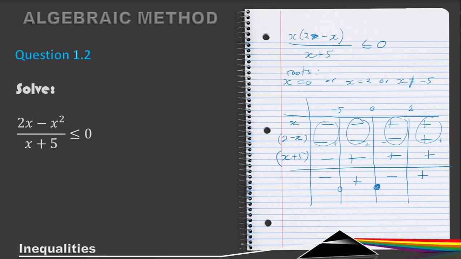So this is going to be closed, so we're including those roots, and we're asking for less than or equal to 0, meaning we're looking for the negative values. So this way, that's the negative, and between these two roots is a negative. Okay, and then we just write it down. So x lies over here and x lies over there. X is less than minus 5, or 0 is less than or equal to x, x is less than or equal to 2. Done.